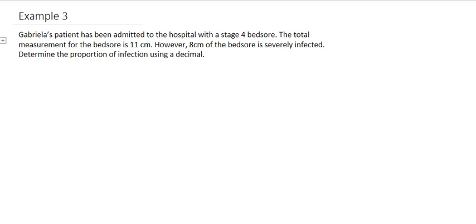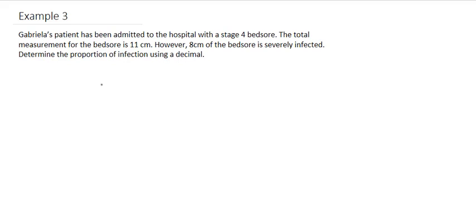Gabriella's patient has been admitted to the hospital with a stage 4 bed sore. The total measurement for the bed sore is 11 centimeters. However, 8 centimeters of the bed sore is severely infected. So determine the proportion of infection using the decimal. So once again, let's write this out as a fraction.